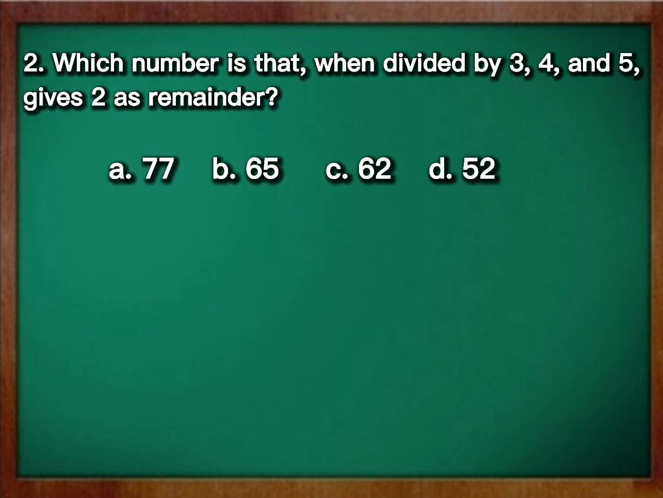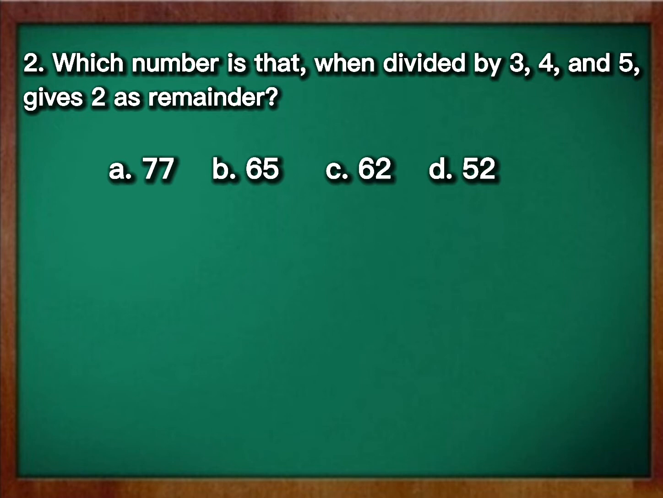Number 2, which number is that when divided by 3, 4, and 5 gives 2 as remainder? First, you get the LCM or the least common multiple of the 3 integers. When we say common multiple, these are common to all the given integers. Multiples are the opposite of factors because factors are those integers being multiplied, and the answer of it is a multiple. That is why it is very important that you memorize the multiplication table so you can easily identify or think of the factors and multiples of each number.